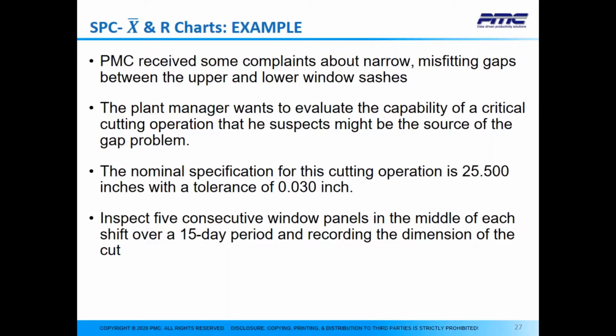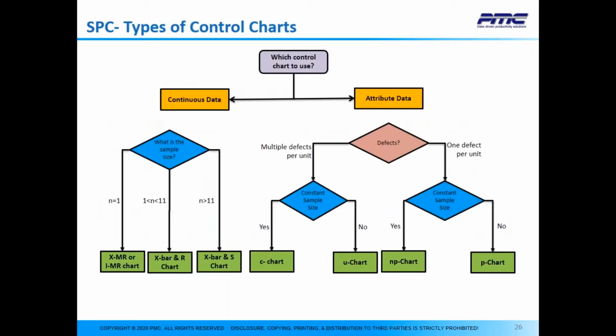Inspect 5 consecutive window panels in the middle of each shift over a 15-day period, recording the dimensions of the cut. So 5 consecutive window panels. What does that mean? Our sample size is 5. Looking at this, you're measuring, so it's quantitative or continuous data. The sample size is between 2 and 10, so we're going to use the X bar and R chart.